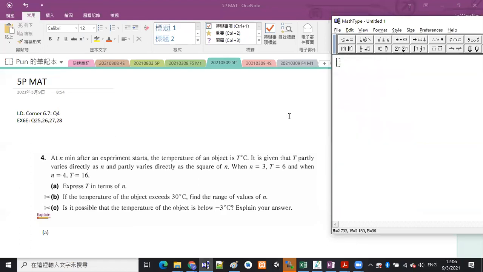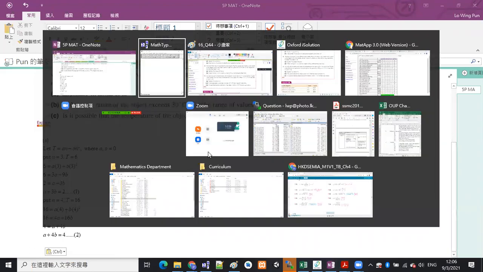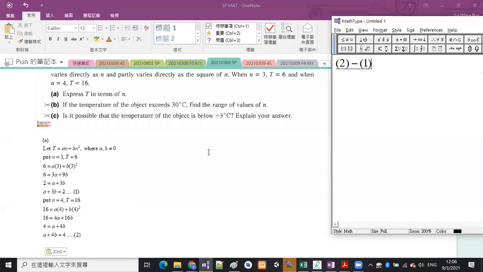And let me paste it here first. And from equation 1 and equation 2, we notice that the a terms are exactly the same. So we are going to use the subtraction of the equation using equation 2 minus equation 1. Okay, the a terms are completely cancelled. And then for the b terms, we have 4b minus 3b. So that is 1b. And on the right-hand side, 4 minus 2 is 2. So we just found the value of b directly.